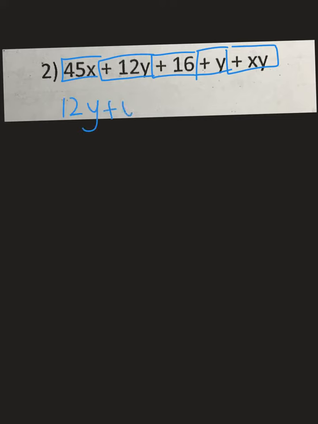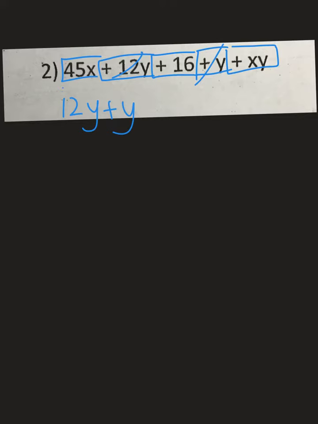All right, let's take a look at number 2. So we have 45x plus 12y plus 16 plus y plus xy. So again, we're going to start with boxing our terms using the train method. Okay, rewrite it so that your terms are together. So I'm going to start with my y's, so I've got 12y plus y. And then those are together.